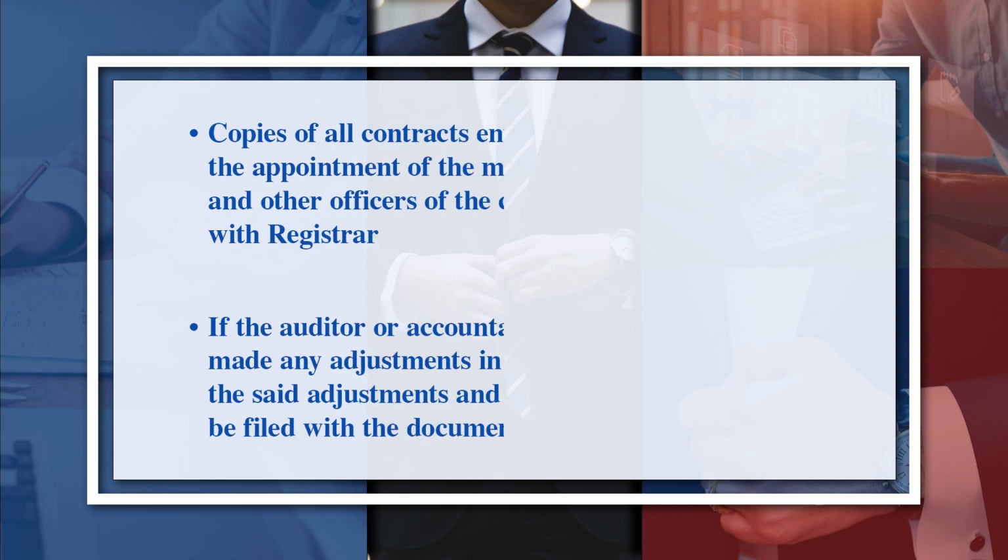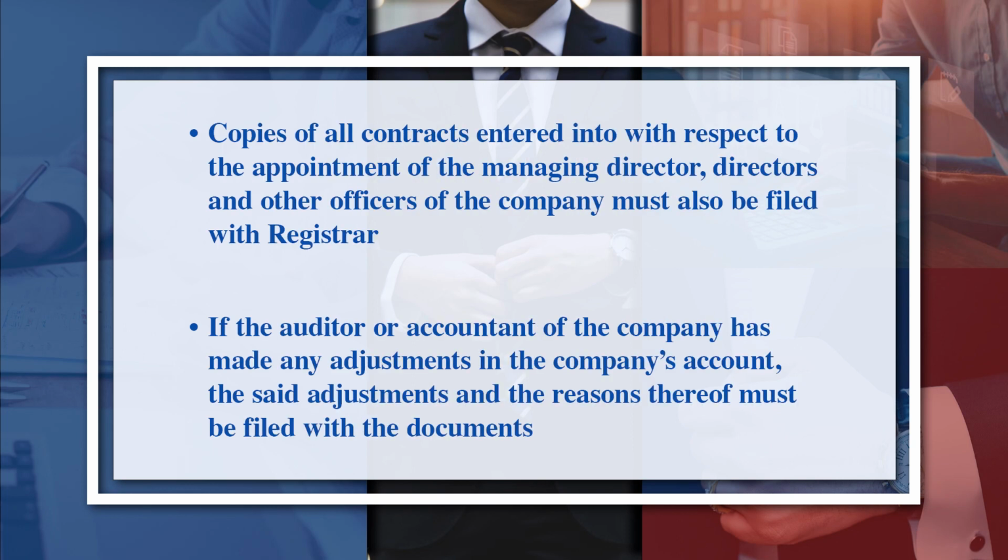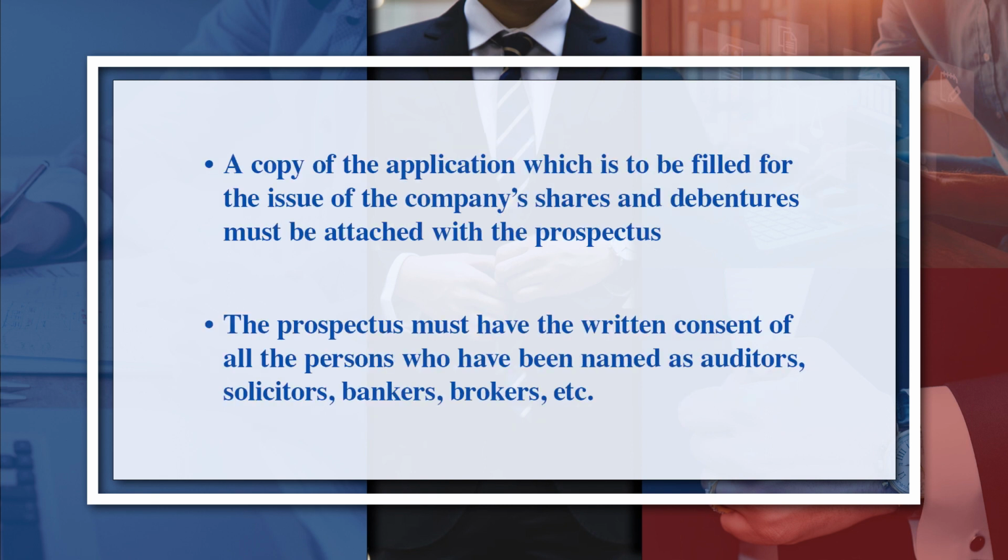There are certain documents that must be attached with the prospectus. These are copies of all contracts entered into with respect to the appointment of the managing director, directors and other officers of the company. These must also be filed with the registrar. If the auditor or accountant of the company has made any adjustment in the company's accounts, the said adjustments and the reasons thereof must be filed with the documents. A copy of the application which is to be filled for the issue of the company's shares and debentures must be attached with the prospectus.